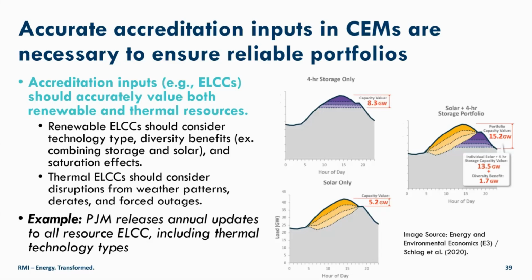ELCC has historically only been applied to renewables, but leading practice has it being applied to thermal units as well to capture their unique reliability risk: disruptions from extreme weather, derates due to extreme cold or heat, or extreme outages. PJM annually updates and publishes ELCCs for both renewables and thermal resource types for their utilities to use.